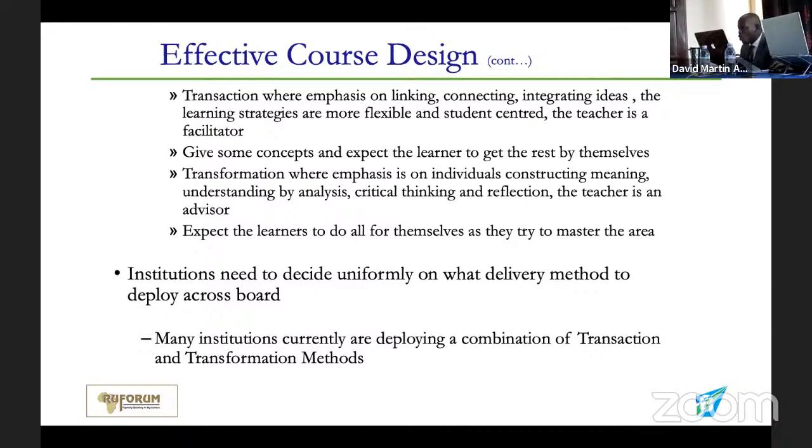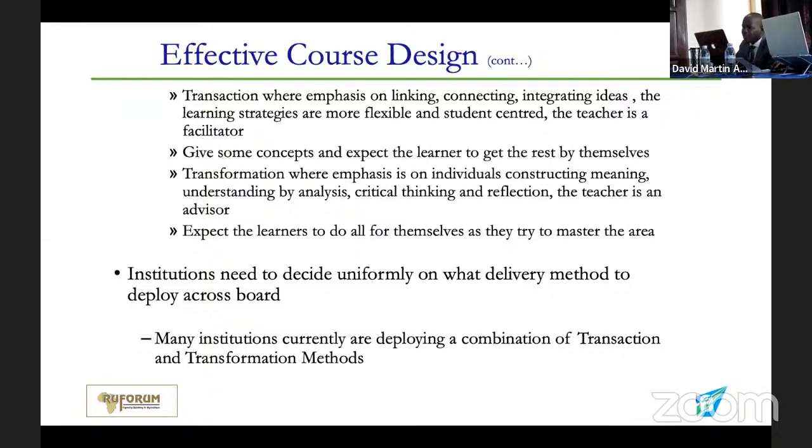Provide some small content, tell the students, go and discuss the content within a discussion forum, and then the instructor is there to facilitate the discussion that is going on, allowing the students to really take lead in their learning. So you create a lot of these activities that provide the students the ability to take lead in their learning. So you simply give some concepts and then expect the learners to get the rest by themselves. That is what you do.